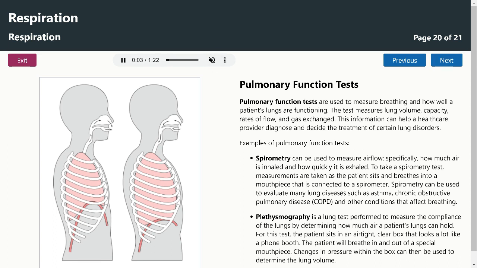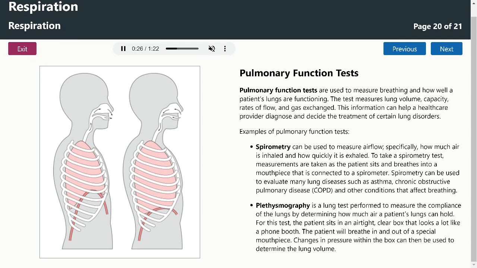Pulmonary function test. All right, so you got something called pulmonary function test, or we just say PFTs. They're used to measure breathing and how well a patient's lungs are functioning. The test measures lung volume, capacity, rates of flow, and gas exchange. This info can help a healthcare provider diagnose and decide the treatment of certain lung disorders. Examples are, you got something called spirometry.